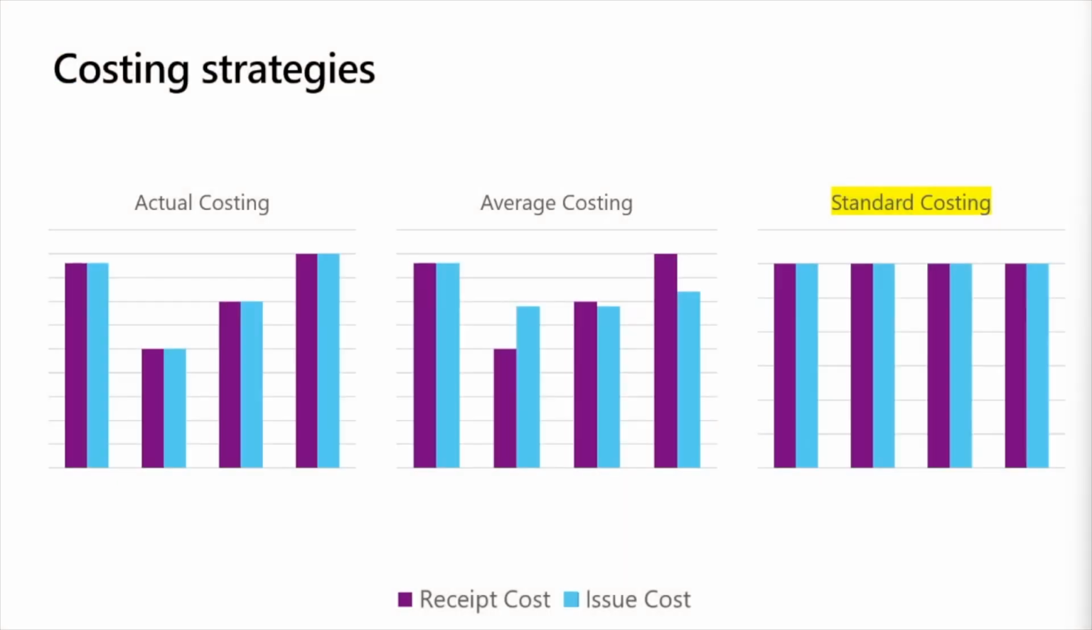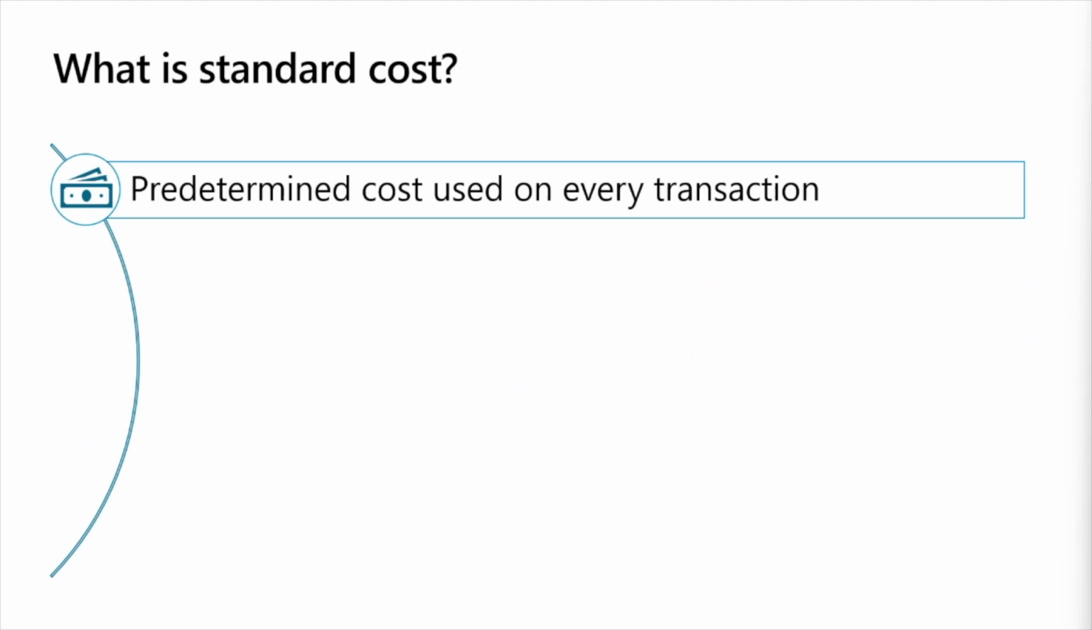In our last Tech Talk, we went through the different cost models available to perform actuals and average costing in Dynamics 365 Supply Chain Management. In this Tech Talk, we will begin by diving into standard costing. Standard costing is a strategy where we assign the same cost to every transaction for an item, both the receipt and the issues. So what is standard cost?